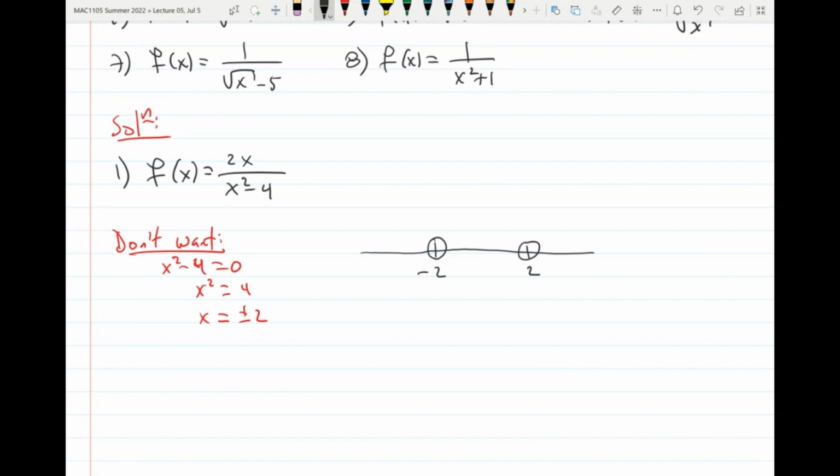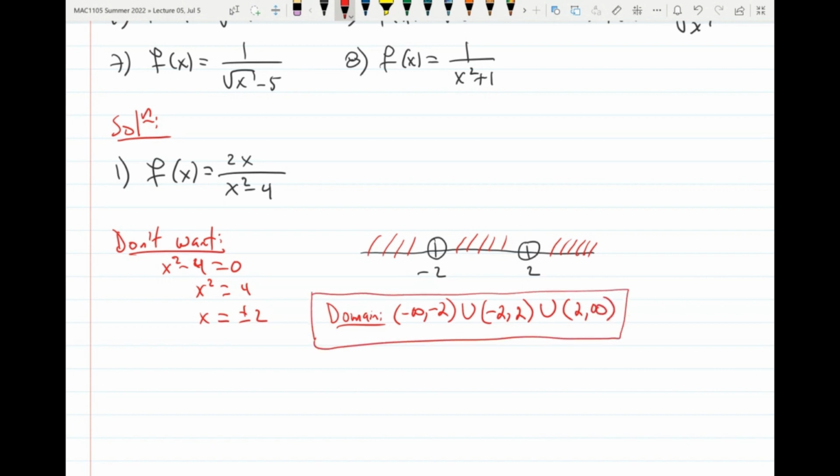How about anything else on this real line? Do we want everything else? Yes, right? So you just shade everything else. Now here you can easily see what the domain is. Everything that's shaded, of course. So there are 3 pieces in the domain. What will be the answer here? The domain would be negative infinity to negative 2, parenthesis, union, negative 2 to 2, union, and then 2 to infinity. So you draw a picture, and the picture tells you exactly everything that's in the domain. And then it guides you how to write down the notation.